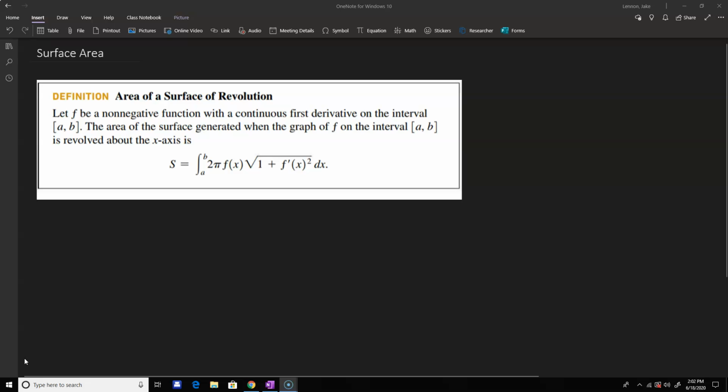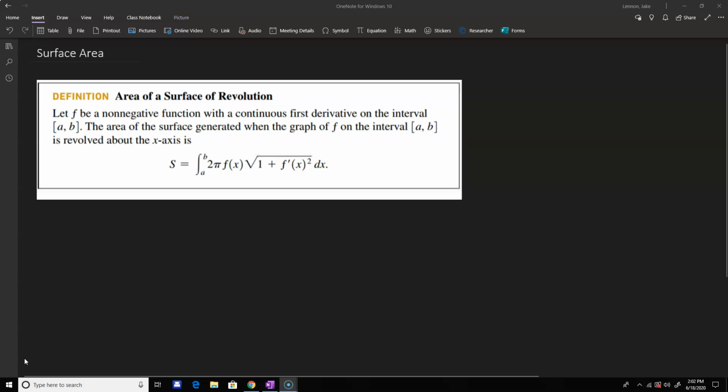Again, as with surface areas and everything else, we can make analogous formulas when we want to solve for y rather than x. But we have the integral over that interval from a to b, and it's 2 pi times the function times the square root of 1 plus the derivative of the function squared.